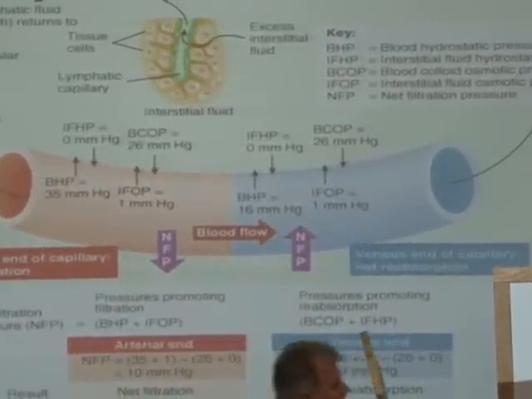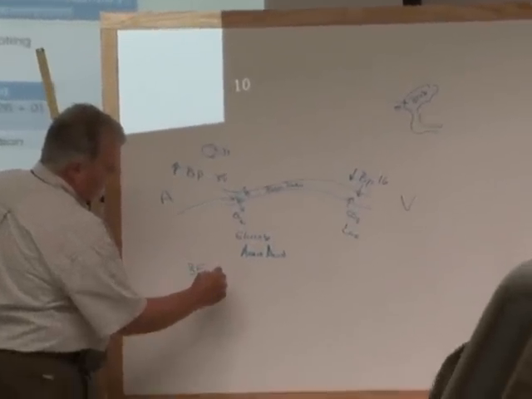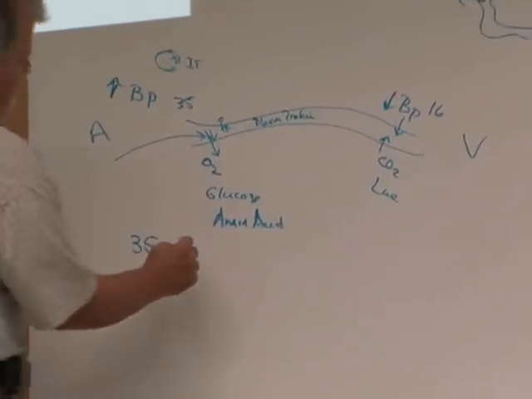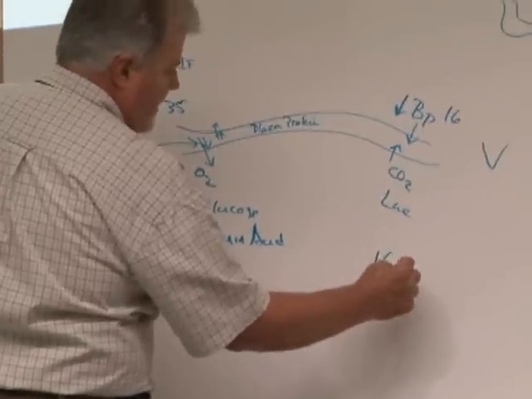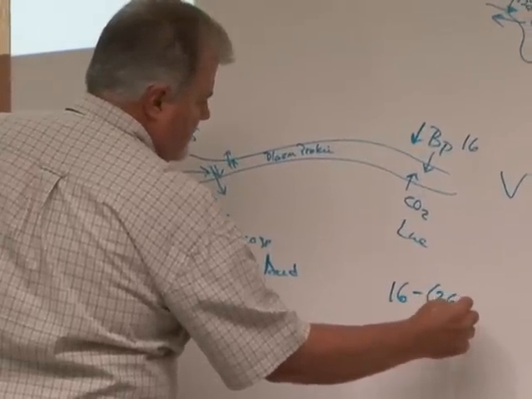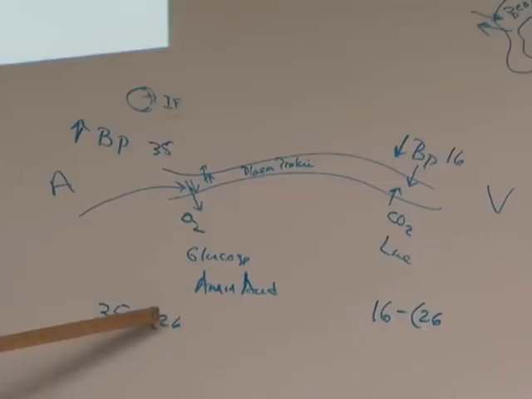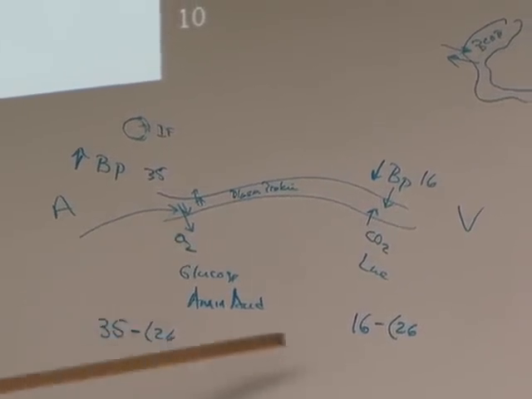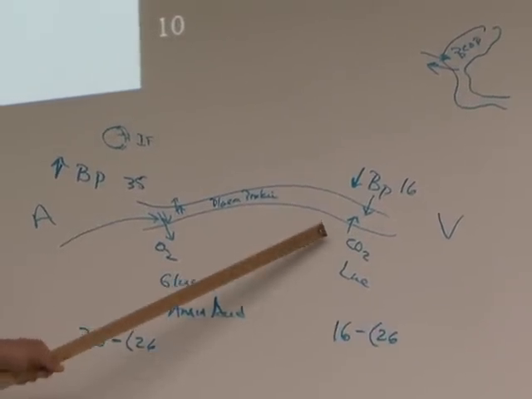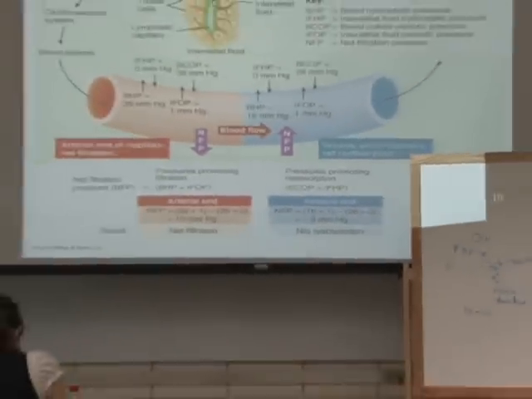So since BCOP is maintained, over here we have a pressure of 35, and what's resisting it is BCOP, which is 26. Over here we have a pressure of 16, and what's resisting it is BCOP, which is 26. So over here, we have a positive number, which means blood fluid is going to vacate the capillary. Over here, we have a negative number, which means that fluid is actually going to move into the capillary. So that's exactly the same as it was in the kidney.